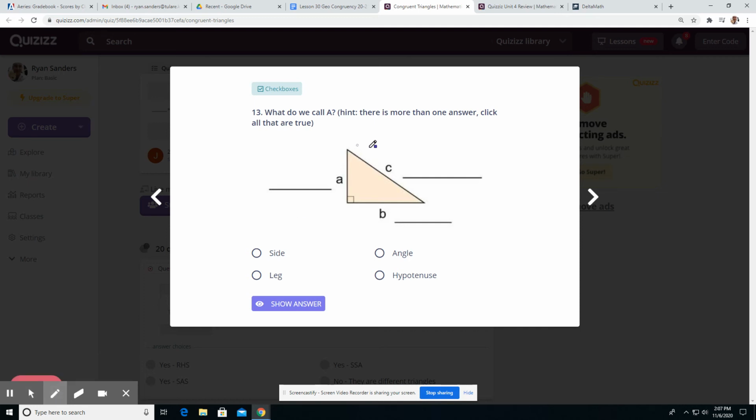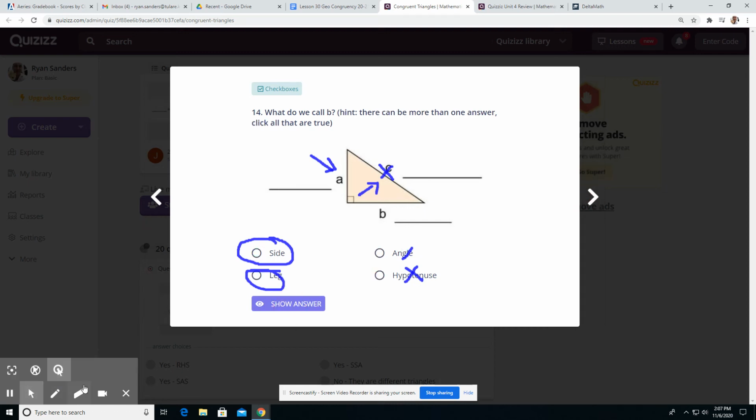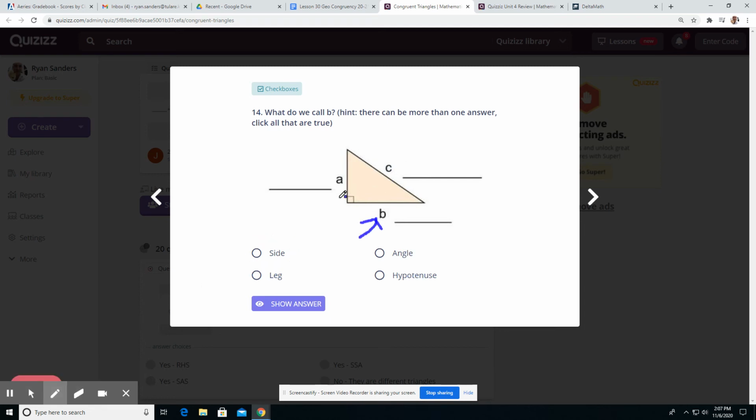What do we call A in this one? So what's this one called? Well, sometimes it's called a side. Is it an angle? Nope. Hypotenuse? Nope. Hypotenuse is always opposite, so it's not that. Leg. So it's a side or a leg. Yep. Two answers on that one. What do we call B? Well, there's no difference. A and B are exactly the same type of part on this triangle. So that would be a side or a leg again.